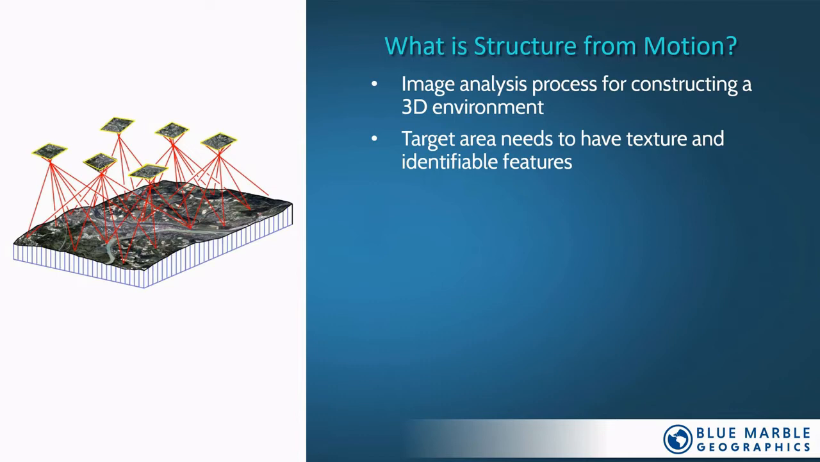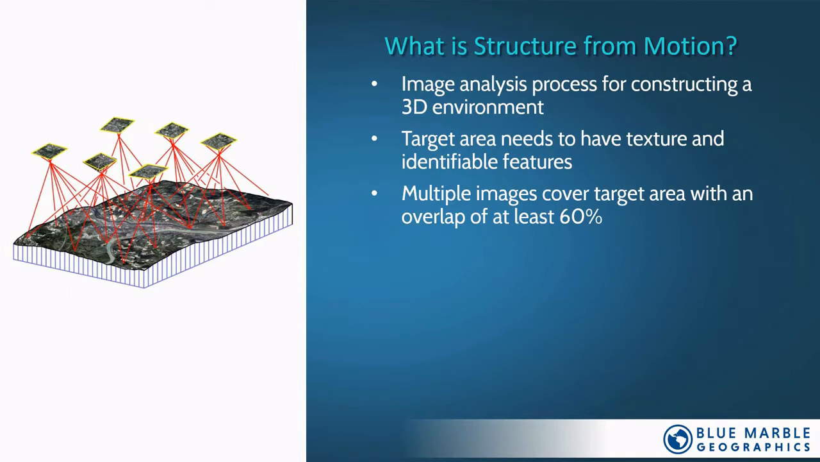A large body of water, snowfield, maybe even a large paved area where there's no distinction in terms of the visual characteristics. This process will not work for that type of application. So you need to have that texture. Obviously, your target area needs to have visible objects that would be detectable in your overlapping images. At least 60% overlap is what we'd suggest. As you'll see in the example we'll simulate a little bit later, we have a little bit more than that. We have significantly more overlap.